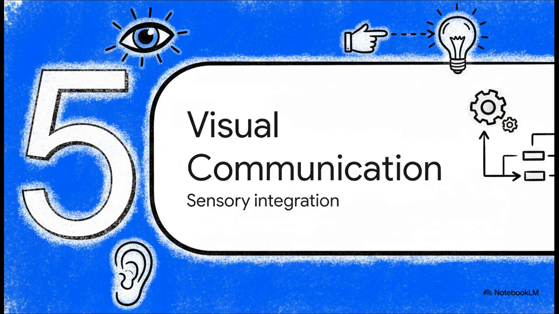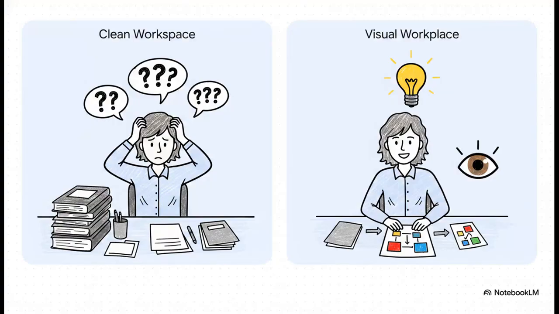Let's explore that further. How do we go about enhancing communication through visuals by integrating sensory information into our processes? Think about the stark contrast between a typical environment and a lean one. On one hand, you have a clean workspace. It might be neat, it might look tidy, but it probably still relies on dense text, verbal instructions, and people constantly asking questions to get things done.